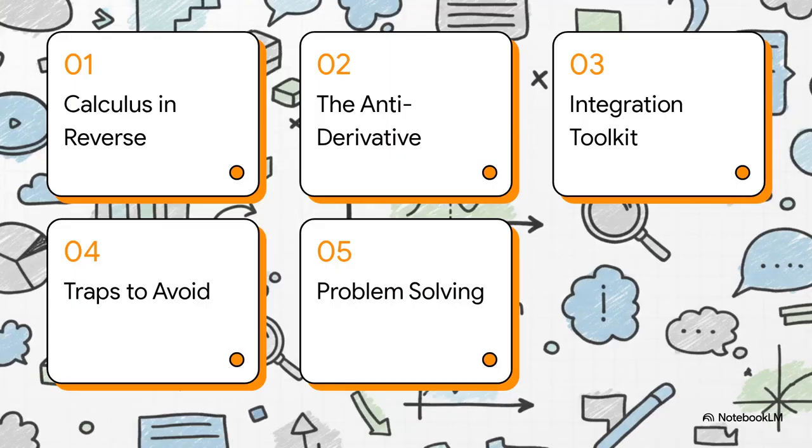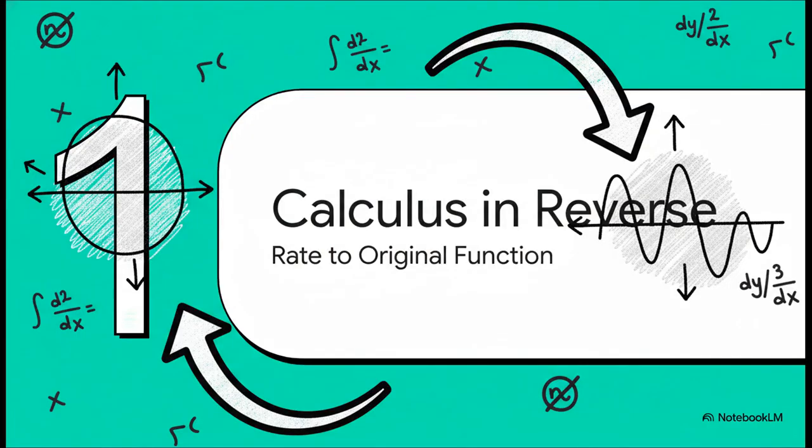So here's our game plan for today. We'll kick things off by flipping differentiation on its head. Then, we'll get a bit more formal and meet something called the antiderivative. After that, we'll build up our toolkit. I'll show you some common traps to avoid, and then we'll put it all together to solve a real-world problem. All right, let's dive right into that first section, calculus in reverse.